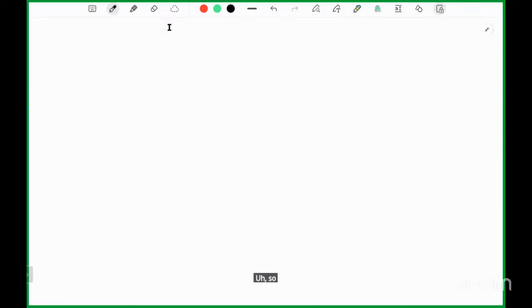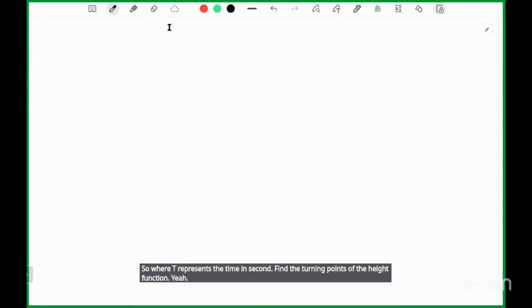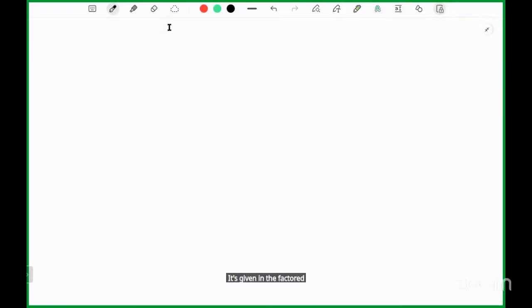So the height of a roller coaster at a given time is modeled by the polynomial function h of t, where t represents the time in seconds. Find the turning points of the height function. Here you just have to draw the polynomial. It's given in the factored form.